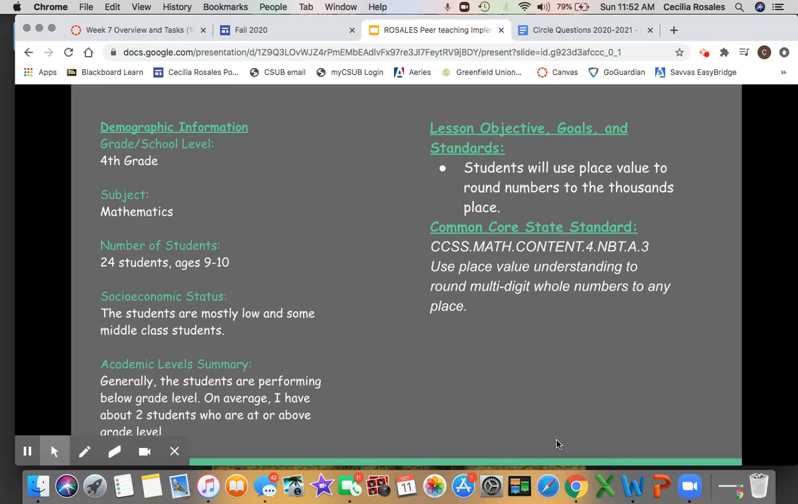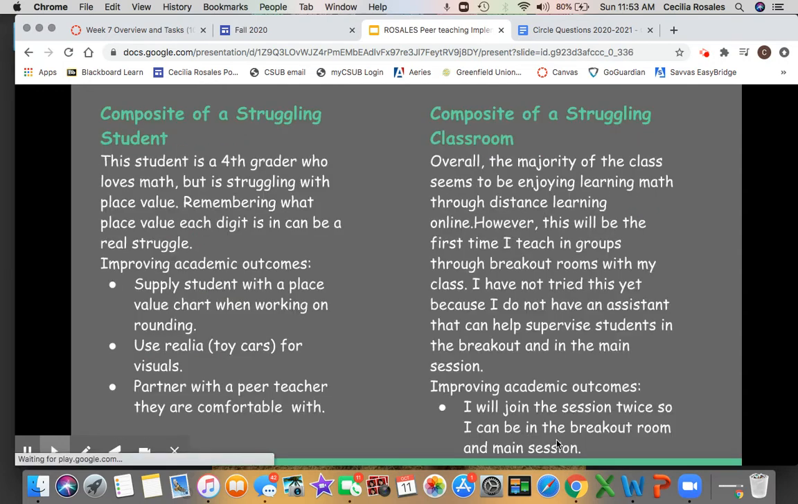The students are mostly low income, but some of them are middle class students. Generally, the students are performing below grade level in my class. I only have about 2 students who are either at or above grade level. The students will use place value to round numbers to the nearest thousandths place, and the standard is use place value understanding to round multi-digit whole numbers to any place.